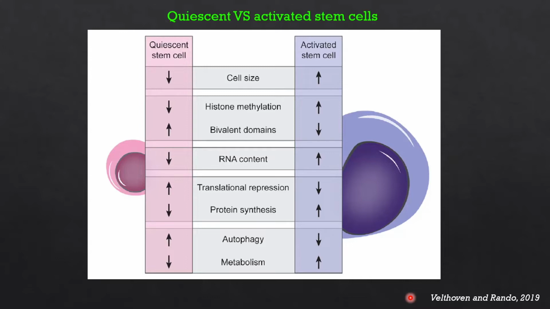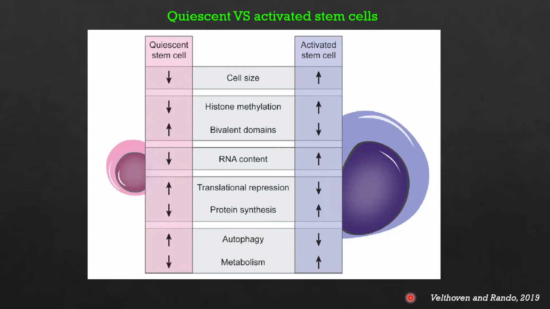A stem cell is a small cell. It has a larger nucleus and a very thin rim of cytoplasm. Because it is dormant, the metabolism is very low and histone methylation is much less. So these are some cellular properties based on which we define a dormant stem cell.